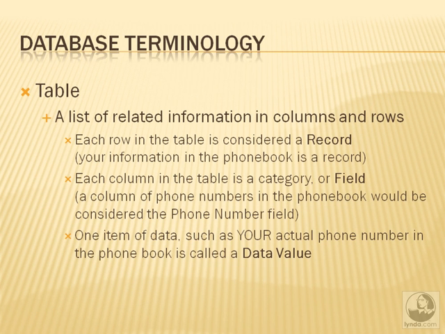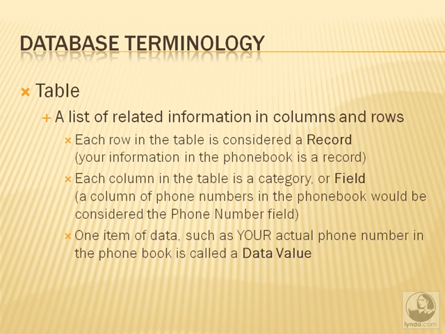Another piece of terminology you need to be familiar with when working in Microsoft Access is a table. Now, a table is just a list of related information that's sorted into columns and rows. Each row in the table would be called a record. Think of the phone book, and your particular information in that phone book would be considered a record.